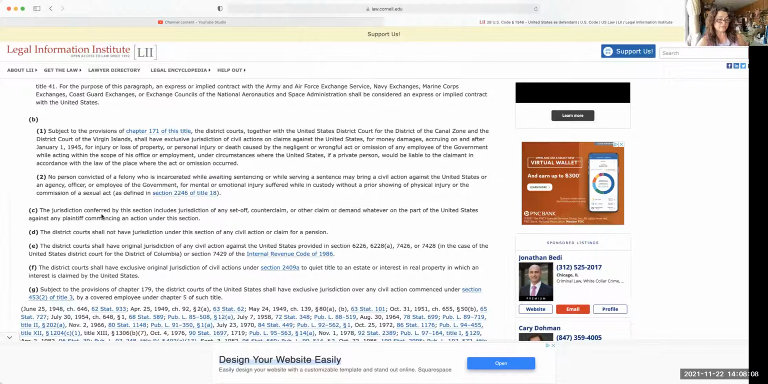C, the jurisdiction conferred by this section includes jurisdiction of any set-off, counterclaim, or other claim or demand, whatever, on the part of the United States against any plaintiff commencing an action under this section. I don't quite get that, but if I listen to this again, I might get it. The district court shall not have jurisdiction under this section of any civil action or claim for a pension. The district courts shall have original jurisdiction of any civil action against the United States provided in sections 6226, 6228A, 7426, or 7428 in the case of the United States District Court for the District of Columbia, Washington, D.C.